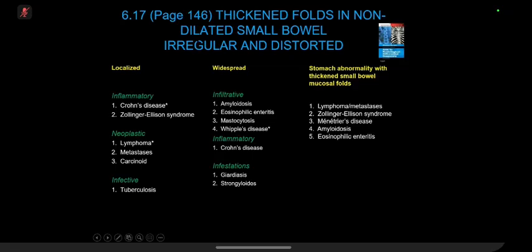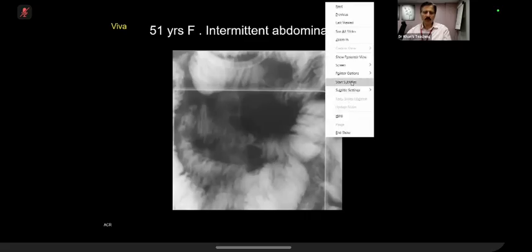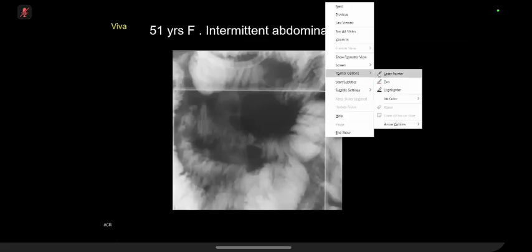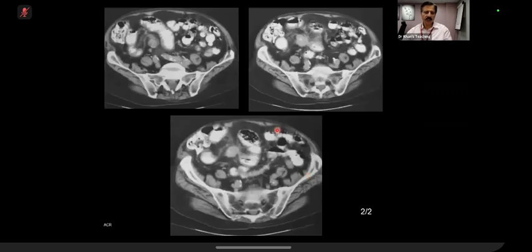Thickened folds in non-dilated small bowel, and lymphoma is one of them. Okay, now you have picked up something sitting here, right? Yeah. And maybe something sitting there. And you already know that on the CT scan, what do you think is happening?